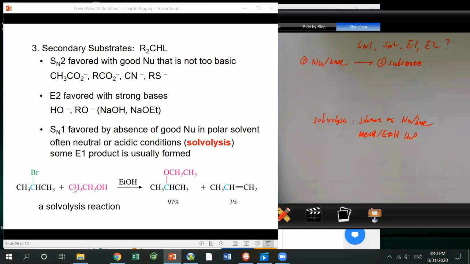Right, and here shows you one solvolysis reaction. We have a secondary substrate here, and ethanol is a weak base, weak nucleophile. Cannot do SN2 and E2 reactions. And then the possibility is SN1 reactions. And just keep in mind that quite often the E2 product will also form, coexisting with SN1 reactions.